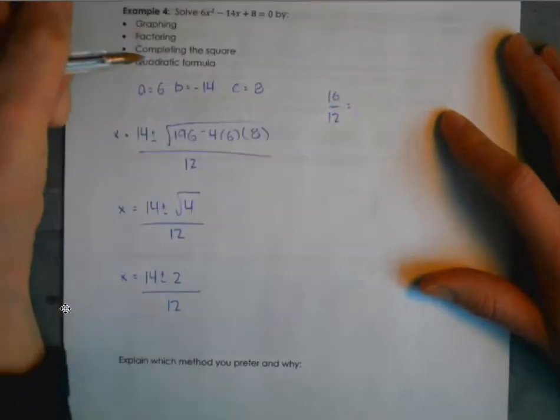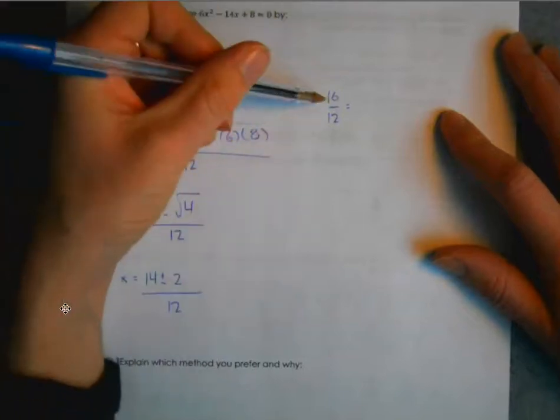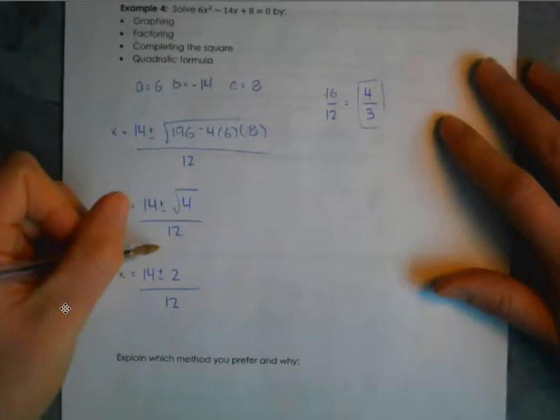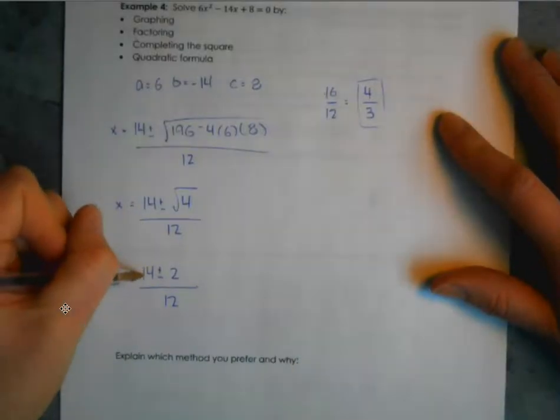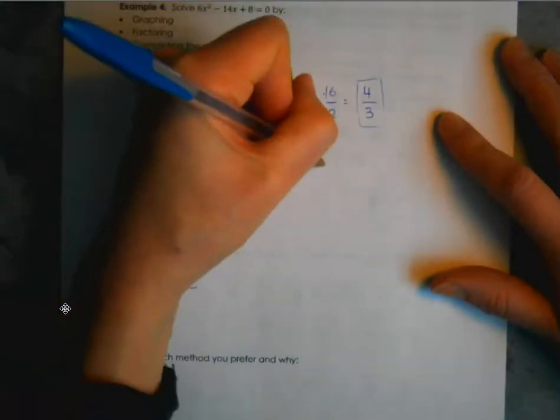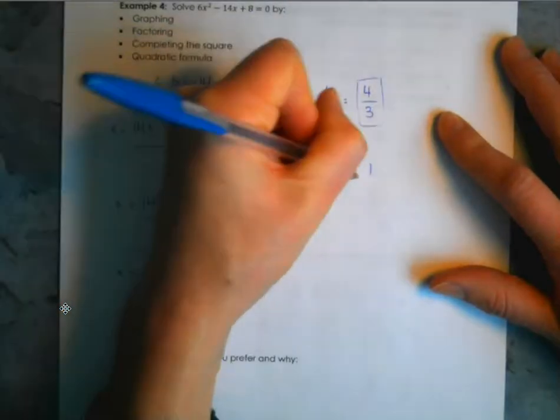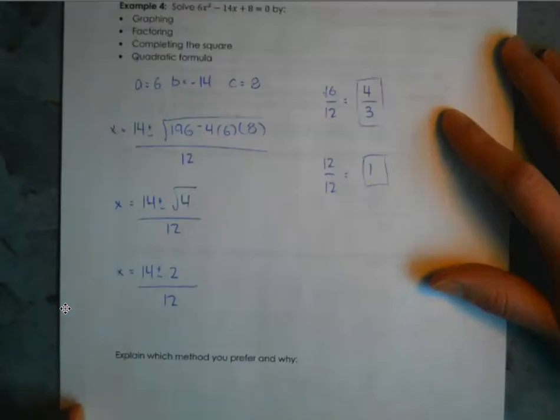Can we simplify that down? Let's try leaving it in a fraction. 4 goes into 16 4 times and into 12 3 times. So that's 1 root. Then the other option we had was 14 minus 2, which is 12 over 12, which simplifies down to 1. So those are our 2 possible roots.